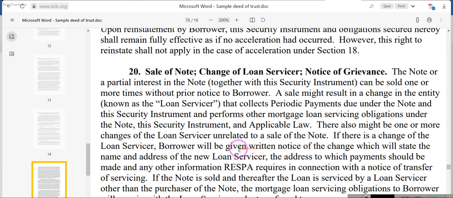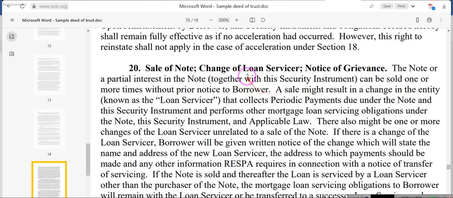If there's a change in the servicer, oh, by the way, the note may be sold. They can sell the note. That doesn't sell the loan. The note is just evidencing. That's just a promissory note. So they can sell the note. They can do it because people used to give notes to others, IOUs, used to win it in poker games and all that. They have the right to do that.